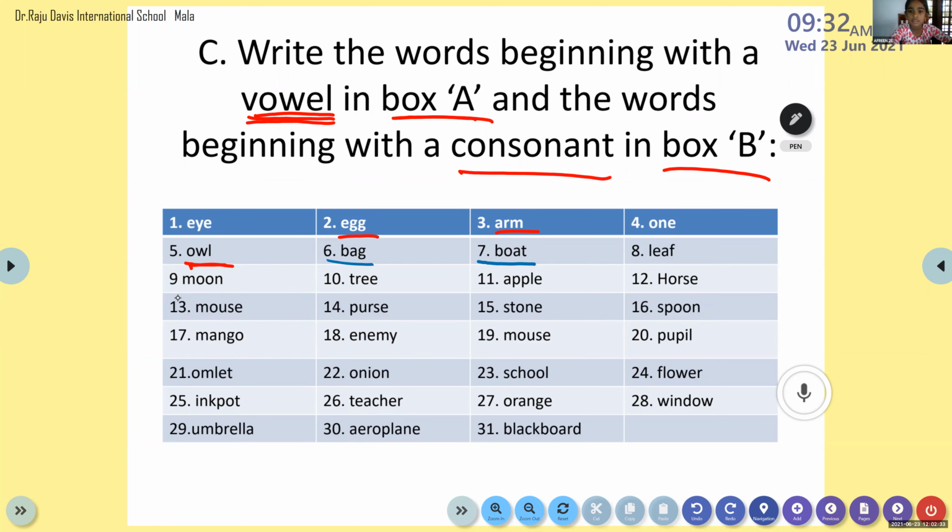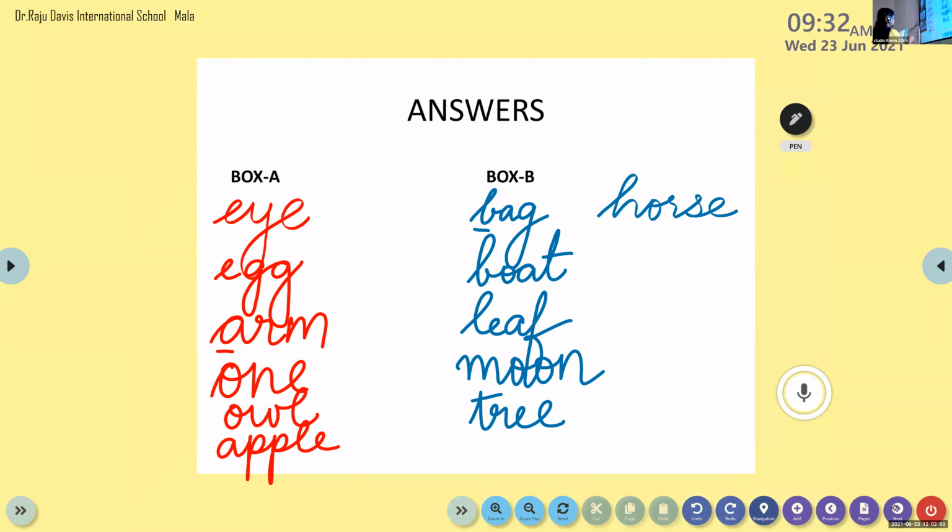Yes, do it. M-O-U-S-E. So how do you pronounce the word? Mouse. So in which box do we have to write it? Box B. Yes, we have to write in box B. Very good. So all of you please write mouse in box B. M is a consonant. So we have to write in box B. We have to write all the words that start with a consonant in box B. Very good, Afrin.